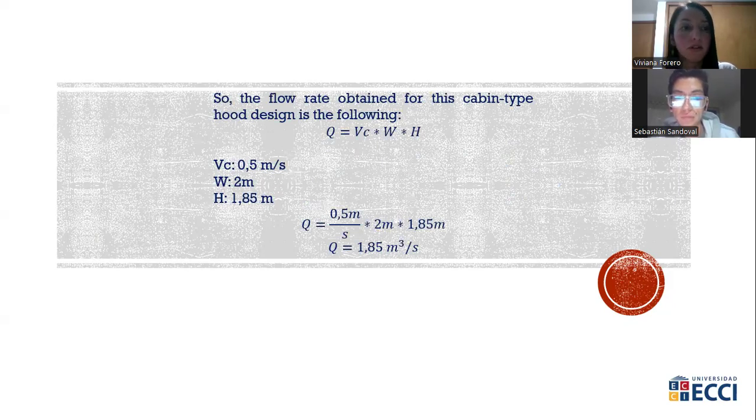So the flow rate obtained for this cabin type hood design is the following. Where the equation is Q equal to VC times W times H. So the data that we have in this case is VC 0.5 meters per second, width 2 meters, and height 1.85 meters. So if we perform the equation, we obtain the result of 1.85 cubic meters per second.